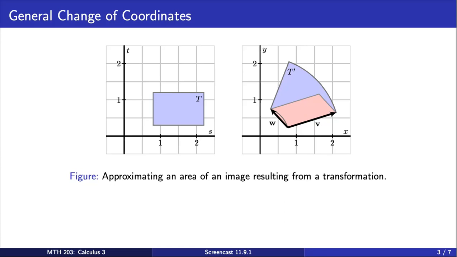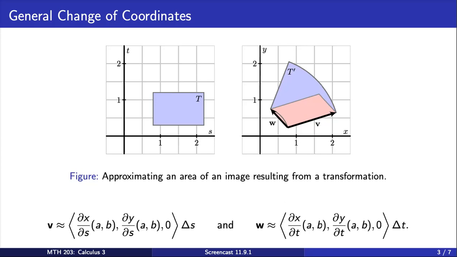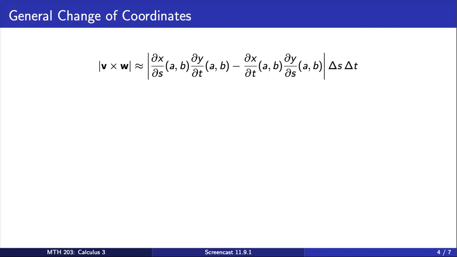It turns out that v and w can be approximated with the following two vectors, which involve partial derivatives of x and y with respect to s or t. The area of this parallelogram formed by v and w can be found using the magnitude of the cross product of these two vectors. As the number of subrectangles we use increases without bound, this expression turns into the following, which tells us how the area element changes with our given substitution.